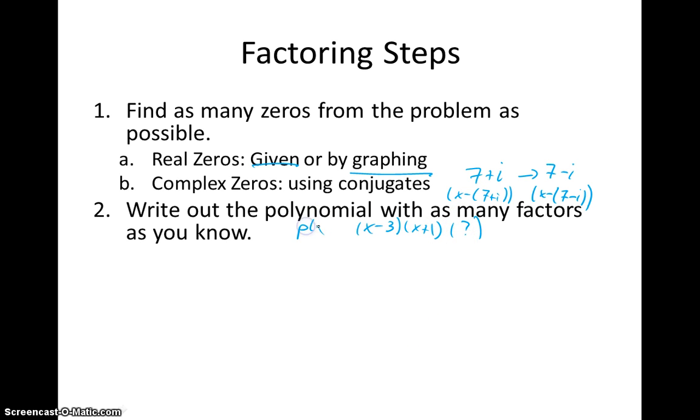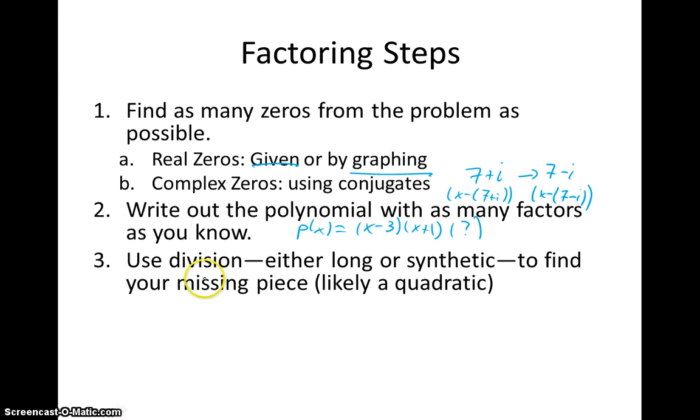As I say, my polynomial right now, I know it's x minus 3, x plus 1, and there's some other number there. I don't know what it is, but I'm going to find it by doing division, and that's the next step. We're going to use division, either long or synthetic, especially if you have linear factors, you can use synthetic division. You can even use synthetic division if you have complex values, and you're going to see that in the examples in the next video, to find that missing piece. And that missing piece is probably going to be a quadratic. Why is it going to be a quadratic? Because we know how to find the zeros of quadratics.